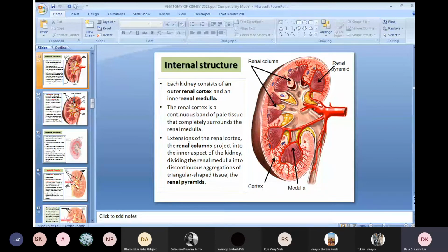So this renal cortex, it is a continuous band, we said. Extension of the renal cortex, the renal column, projects into the inner aspect of the kidney. So if you see, this renal cortex enters in between the pyramids to form the renal column. So the renal column is nothing but part of the renal cortex also. And they are separating the renal pyramids, which are the medulla.